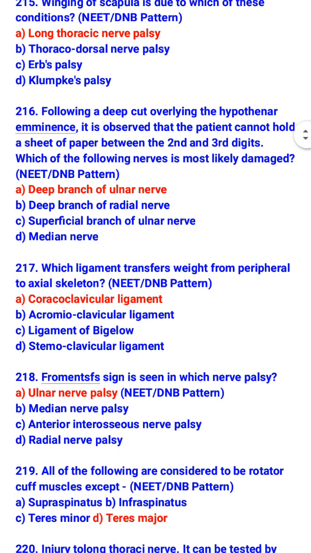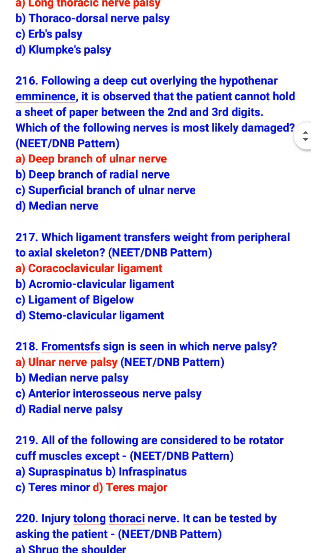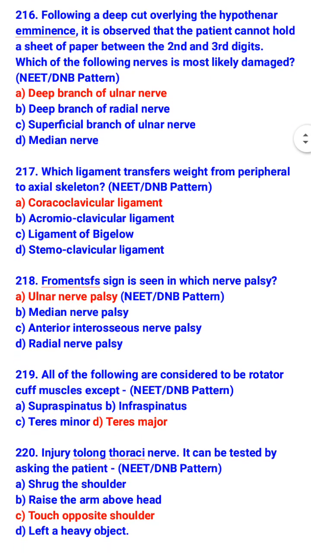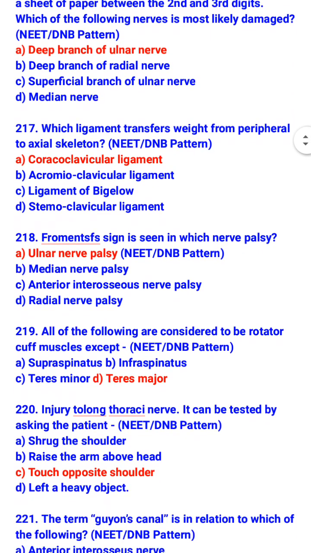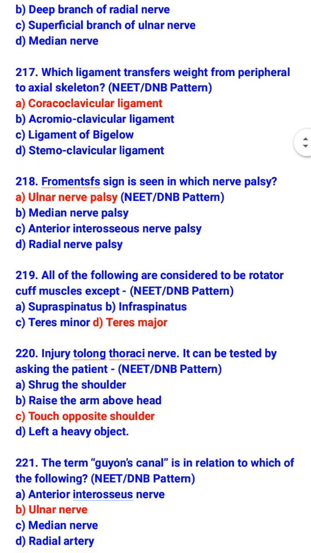Which ligament transfers weight from peripheral to axial skeleton? Coracoclavicular ligament. Froment sign is seen in which nerve palsy? Ulnar nerve palsy. All of the following are considered to be rotator cuff muscle except teres major. Supraspinatus, infraspinatus, and teres minor are rotator cuff muscles.